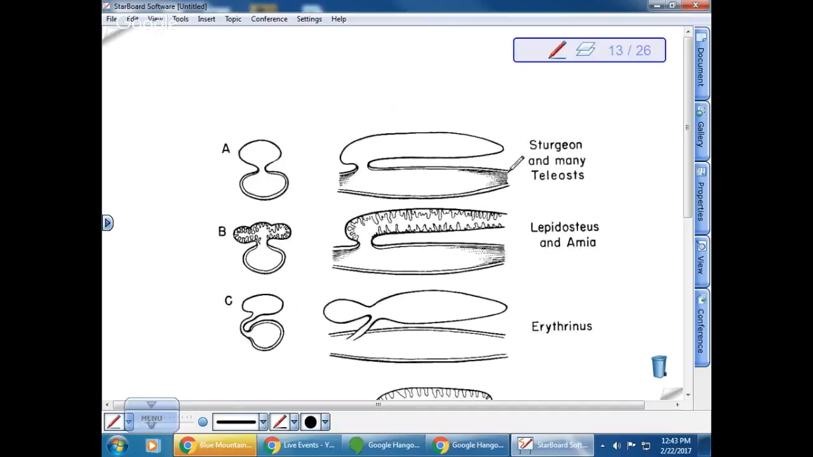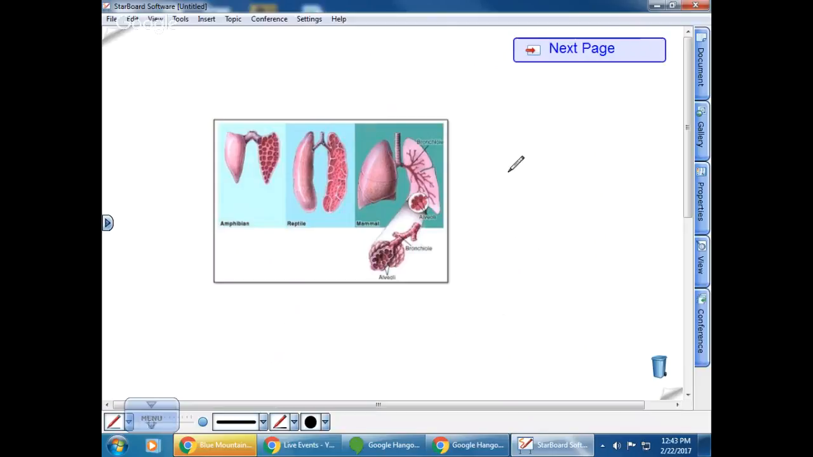And then if we look at the difference between amphibians and reptiles, here's the amphibian lung. It doesn't have as much surface and it's not as large as the reptilian. And then when you look at the mammal lung, it has a lot of surface. And so the reason why we need to have a greater surface area is we need more oxygen. And why do we need more oxygen?